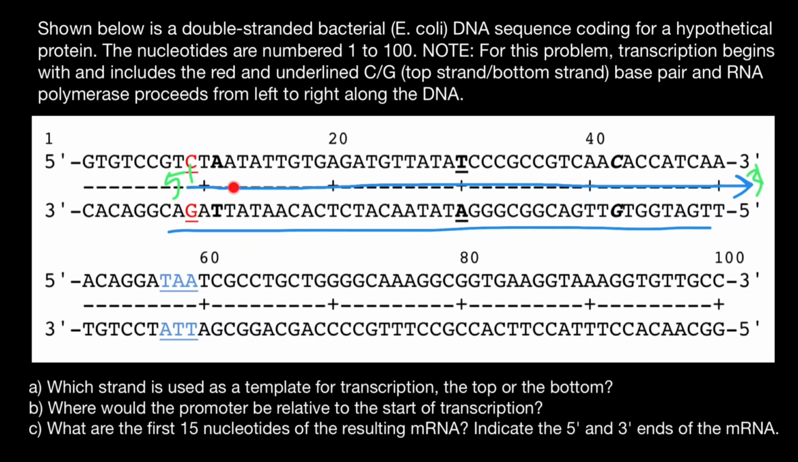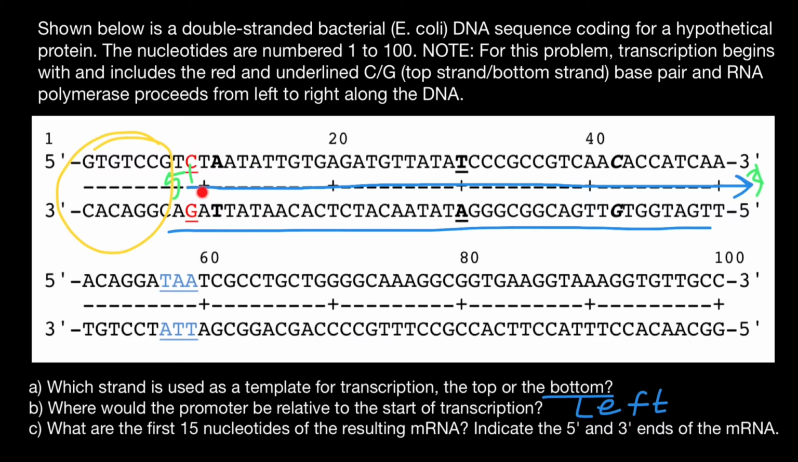If our messenger RNA is growing to the right side from 5' end to 3' end, then the promoter sequence is going to be to the left, where transcription begins. Now we have answered the first two questions: the answer to the first question is that the bottom strand of the DNA is the template strand, and the answer to the second question is to the left. And the last question, what are the first 15 nucleotides of the resulting messenger RNA? Indicate the 5' end and 3' end of the messenger RNA.